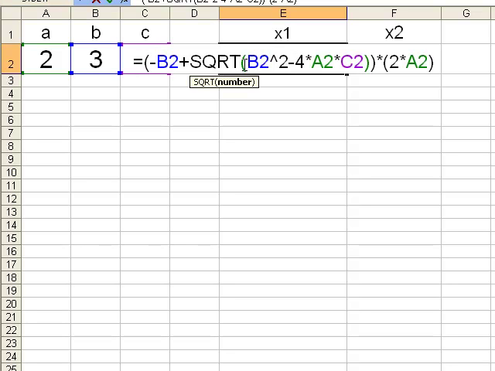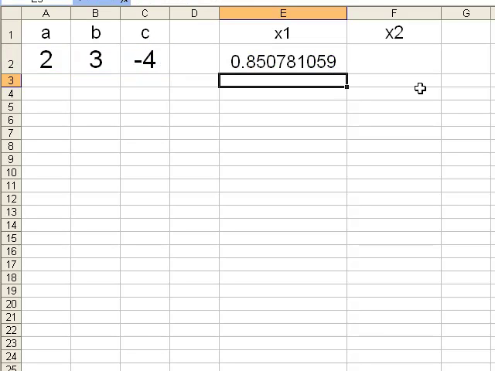Negative B plus the square root of B squared minus 4 times A times C divided by 2A. There we go. That's better.